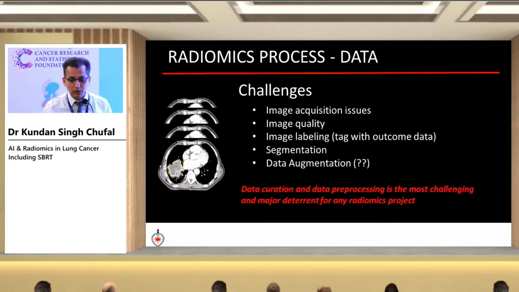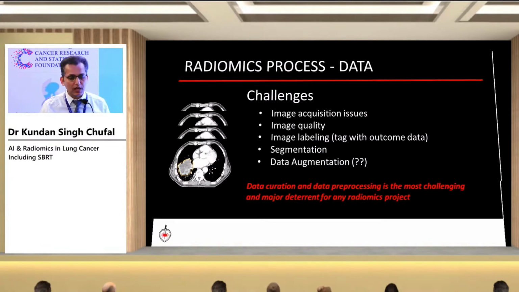Again, that is an issue. So data curation and data pre-processing is the most challenging and the major deterrent for any radiomics project. Otherwise, it looks very fancy. You can do so many things. But the major problem is with data curation and data pre-processing, which takes 90% of your research time. 10% is only the model building. It will hardly take a couple of months to build a model. But the major problem is data curation and data pre-processing.